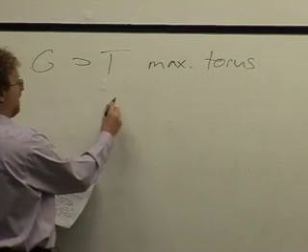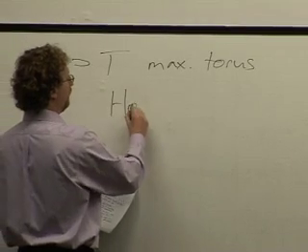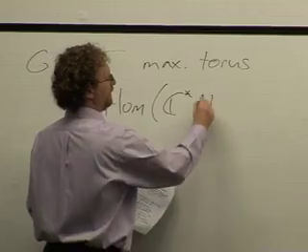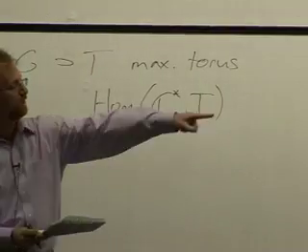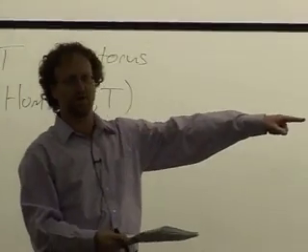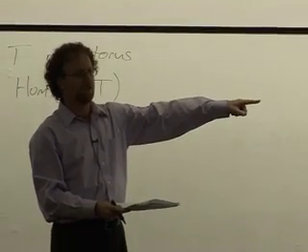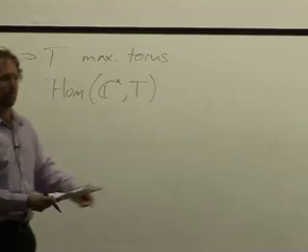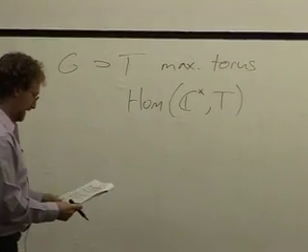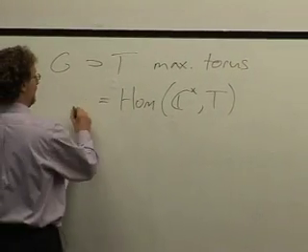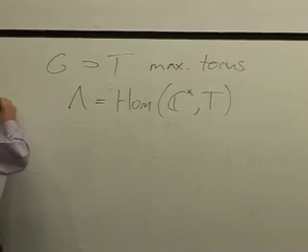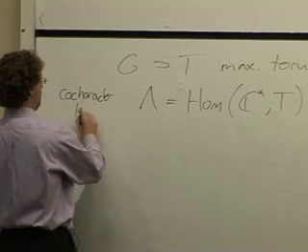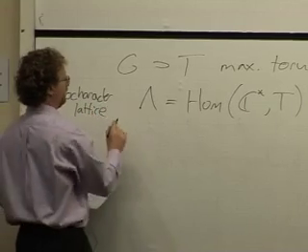So I can look at homomorphisms, group homomorphisms, from C star into T. And that's what these are. Now I'm going to think of this as a function of z. These matrices are homomorphisms from C star into diagonal matrices. So what I'm giving is this lattice lambda, which is the co-character lattice. That's the definition.